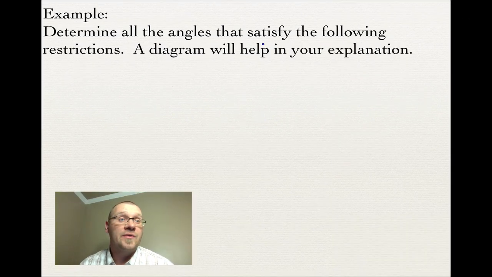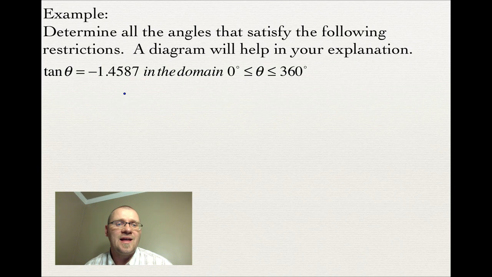All right, here's an example. It says determine all the angles that satisfy the following restrictions. A diagram will help in your explanation. So let's see. It says tan theta is equal to negative 1.4587 in the domain that theta has to be between 0 degrees and 360 degrees. So what does that actually mean? Well, we know that if we have the ratio, we can find the angle by going second function tan in your calculator of the negative 1.4587.